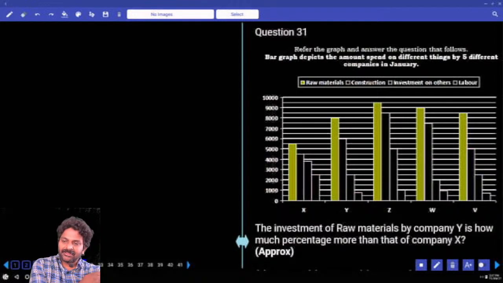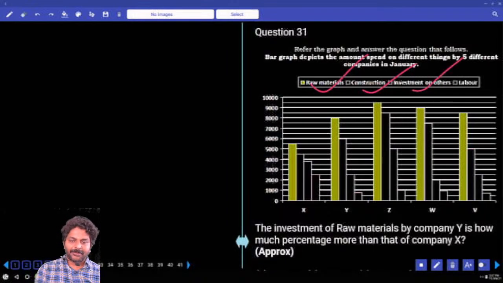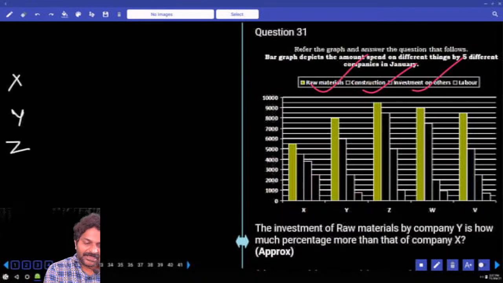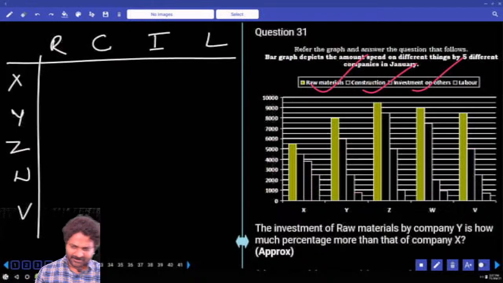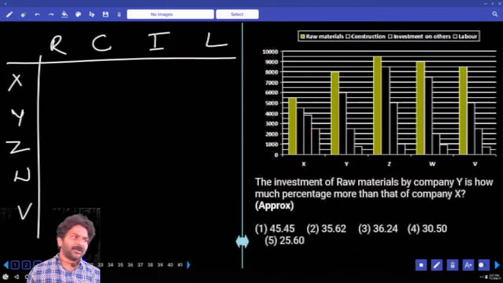So, a bar chart with 4 variables, right? Raw material, construction, investment and others, and labor. So we have companies X, Y, Z, W, V. Raw material, construction, investment and others, and then labor. Because we have 20 numbers, I don't want to write them now. Whatever is required for that particular question, we will take it.